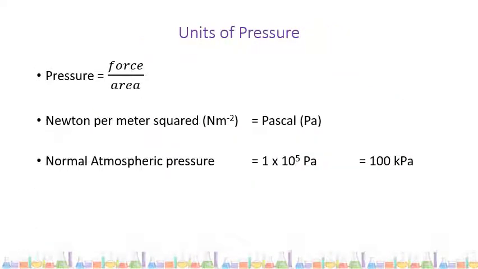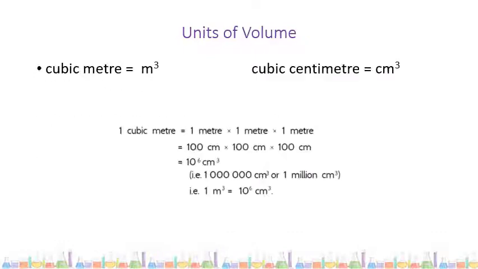Pressure is equal to force over area, which would give us the units of Newton per meter squared. This can be simplified and just called a Pascal. Normal atmospheric pressure is 1 times 10 to the power of 5 pascals, and since we have quite a large number here, we usually use the unit of kilopascal instead, where 1 kilopascal would be equal to 1,000 pascals.